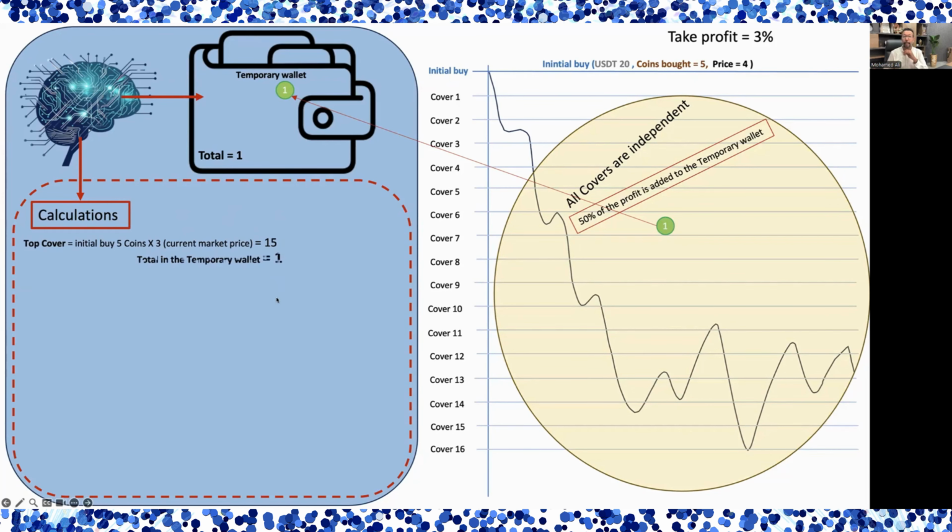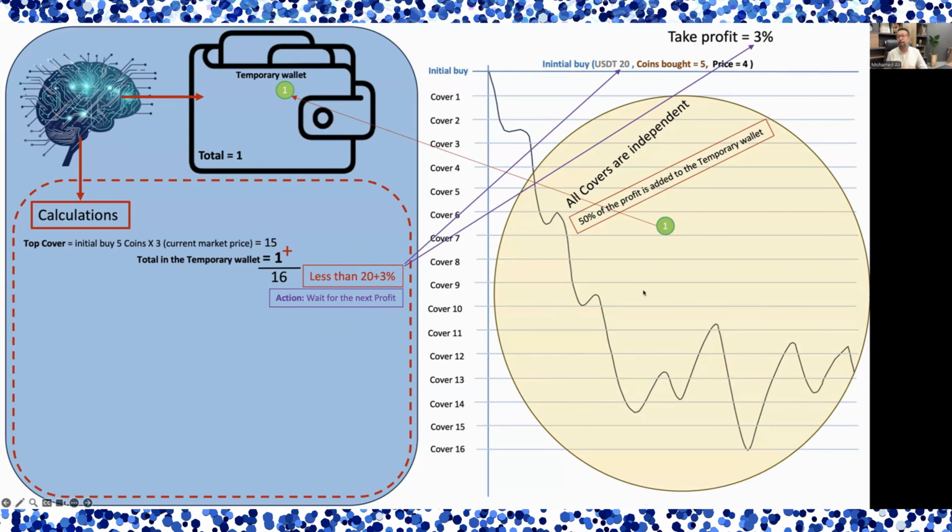Now the bot is going to look at how much I have in this temporary wallet, and it's going to add that to the 15 that we got. The total amount, 15 plus 1, is 16. Now it's going to compare this amount to the initial amount that we used to buy the initial cover or the top cover. So in this case, it is less than 20 plus 3%. The 20 is the amount that we spent, and the 3% is the profit that we're looking for. As long as it's less than this amount, it's going to just continue and wait for the next trigger. And the next trigger is when the next profit is made.